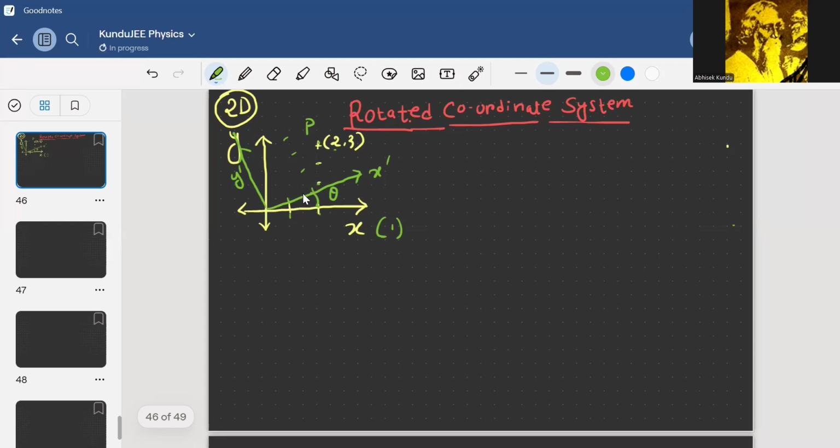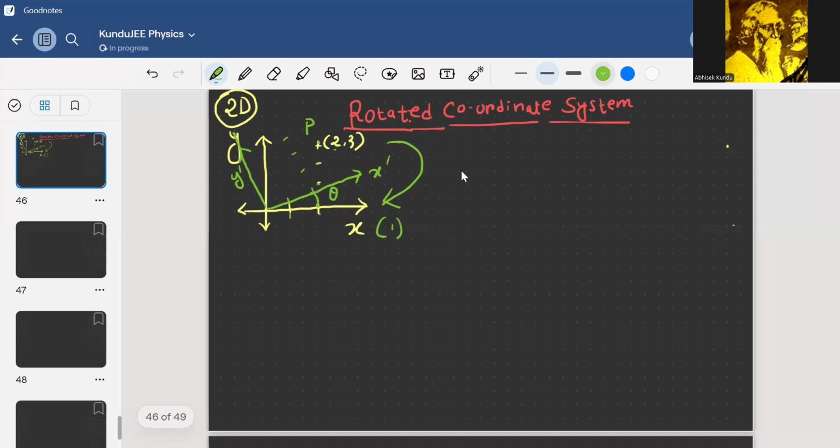So it is clearly visible that with respect to our new coordinate system, the coordinate of this particular point P is no longer 2, 3. That is with respect to our old coordinate system. So with respect to our new coordinate system, I have to find out what is going to be the coordinate. How to do that?